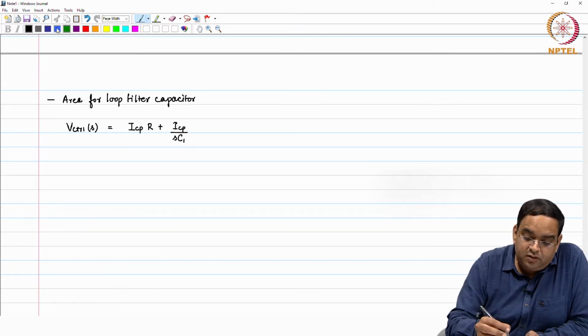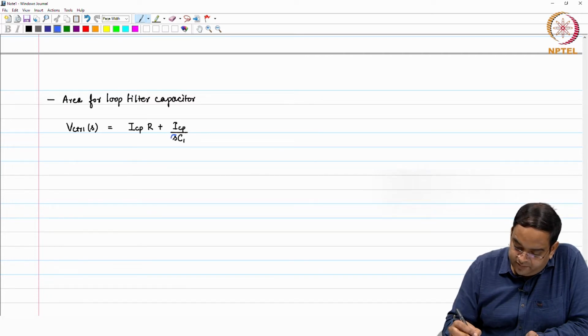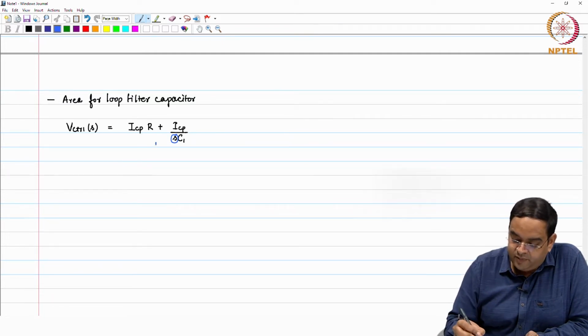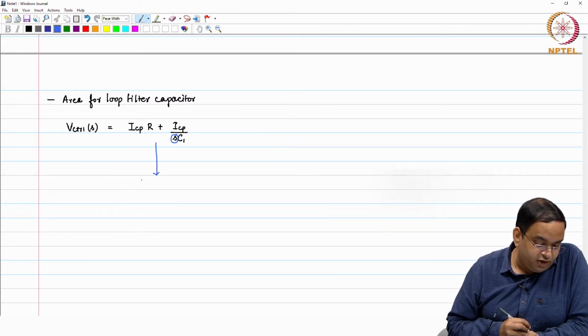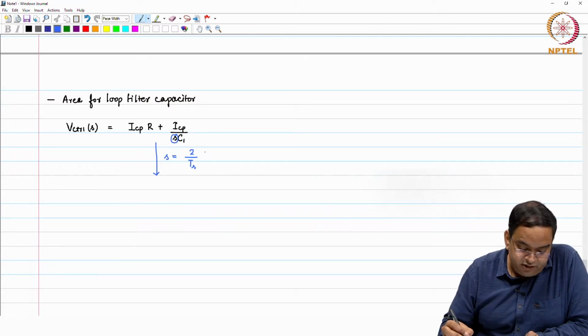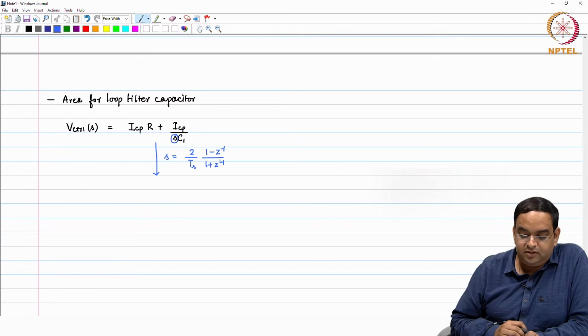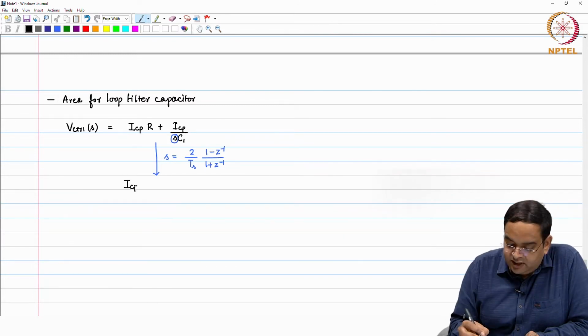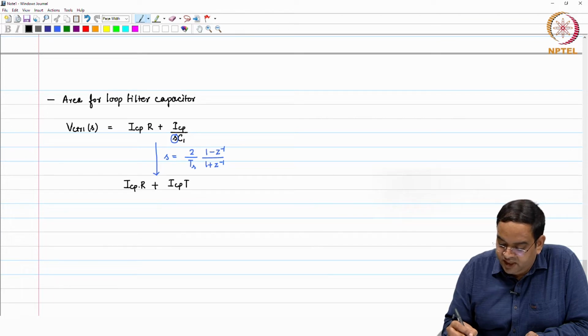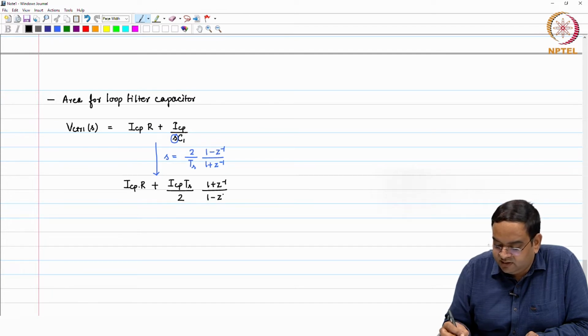Okay, now we are going to replace this S here with its digital equivalent using the bilinear transform. And what is this bilinear transform, by the way? The bilinear transform is S equals 2 over Ts, where Ts is the sampling period, times 1 minus Z inverse divided by 1 plus Z inverse. If I do this, then I get ICP times R plus ICP times Ts divided by 2, times 1 plus Z inverse divided by 1 minus Z inverse.